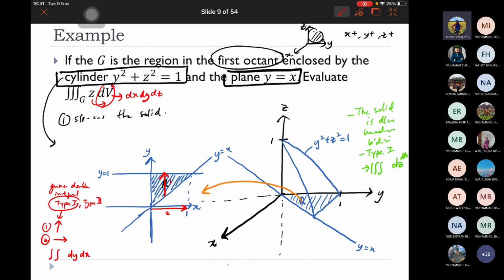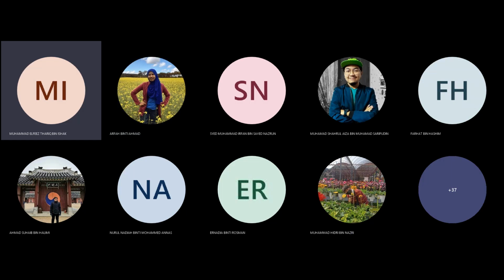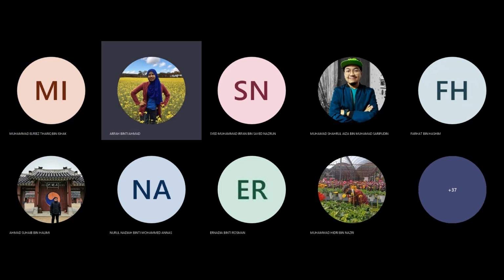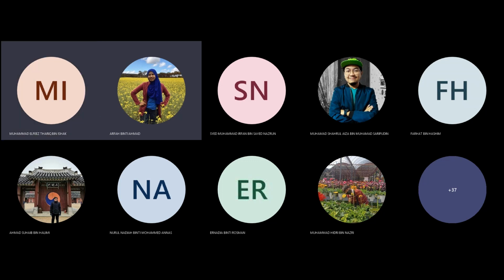Ada soalan tak so far? Doktor, untuk y squared tambah z squared sama dengan 1 ni memang silinder? Dia kata bentuk dia macam silinder, tapi sebenarnya dia bukanlah silinder yang sebenarnya. Equation dia kan lain sikit kan.